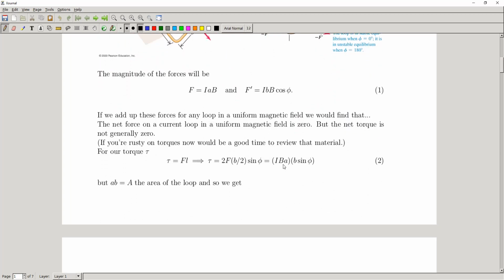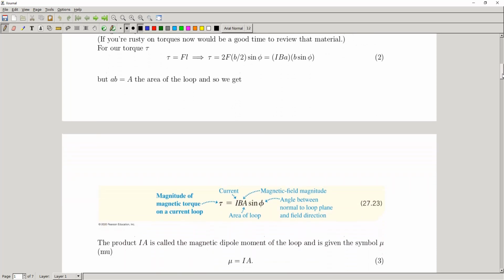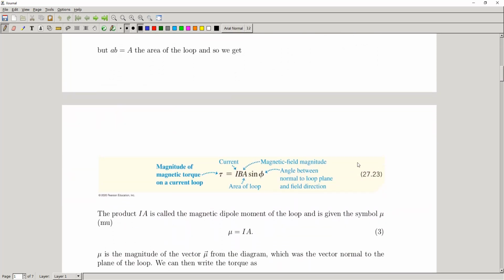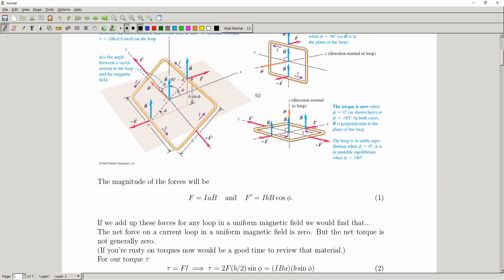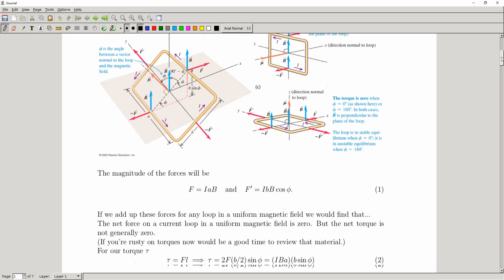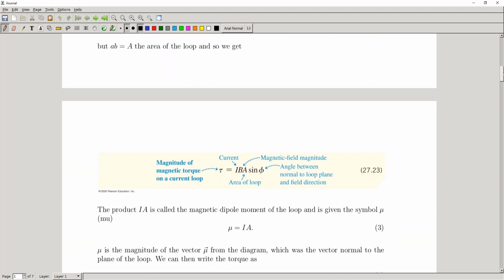So we can substitute in for that, and if we do that, we end up with the expression that we see here. This is 27.23 from the text. This is the magnitude of the magnetic torque on a current loop. Here, this is tau like usual, this is our current, this is the magnitude of our magnetic field, this is the area of the loop, and this is the angle between the normal to the loop and our field direction. Again, the normal to the loop is this mu vector, which looks very much like our area vector normally would, and we're going to connect this to the area vector right now.